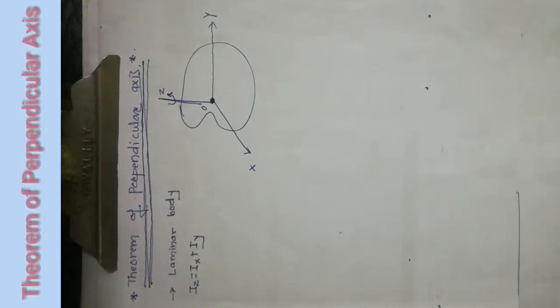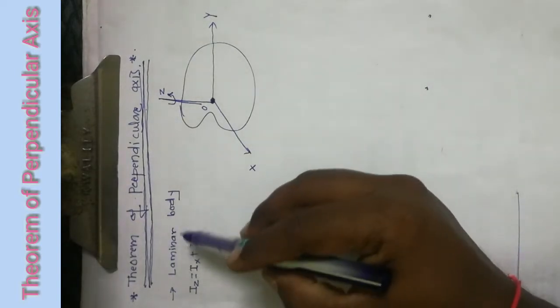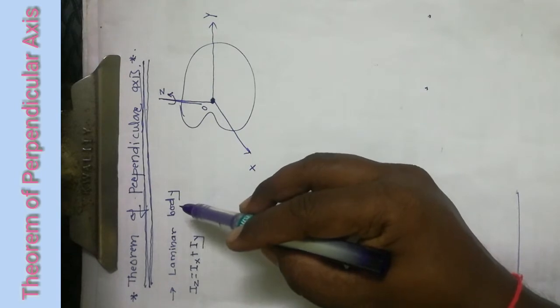Now consider the theorem of perpendicular axis. Before proceeding further, for the perpendicular axis theorem, first consider a laminar body. What is a laminar body? A laminar body means nothing but a plane body which is shown with the help of two dimensions.